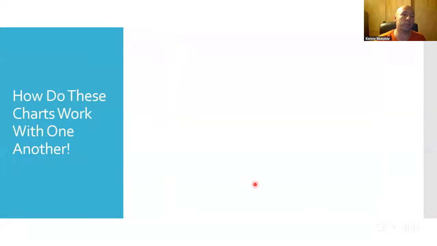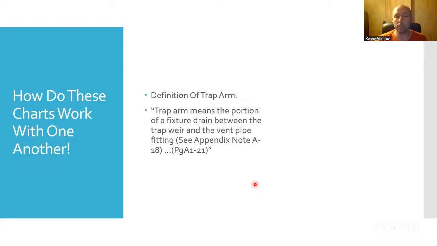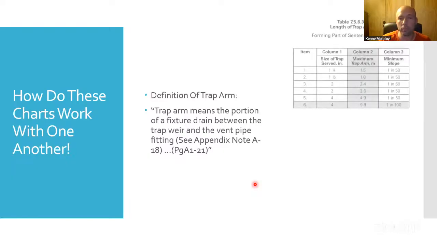Now, how do these charts work with one another? We need a definition of a trap arm. Trap arm means the portion of a fixture drain between the trap weir and the vent pipe fitting. See Appendix Note A-18, page A121. If you have your Ontario Plumbing Code, that's where you can look it up. The appendix is in the front of the book. And this is what that looks like.